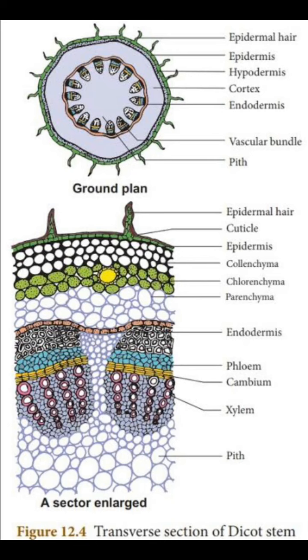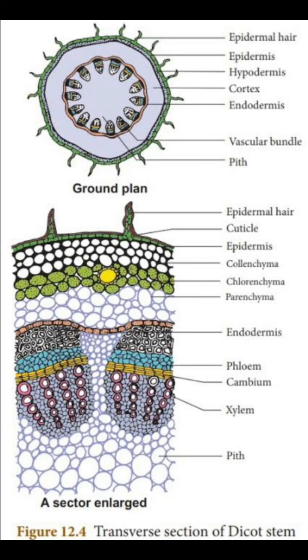So these are the significant characteristics of dicotyledon stems. I repeat this one, please make a note, students, everybody. A large number of vascular bundles are arranged in a ring. You can see it in the first diagram in the ground plan structure, or you can see it clearly in the sector enlarged view also. So the ring arrangement of vascular bundles is a characteristic of the dicotyledon stem. Please make a note, this point is important for the NEET examination.